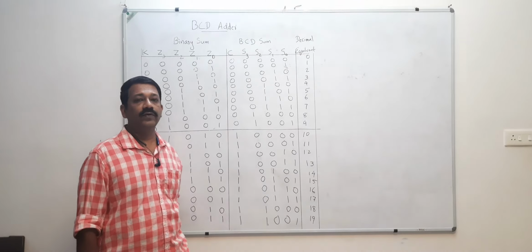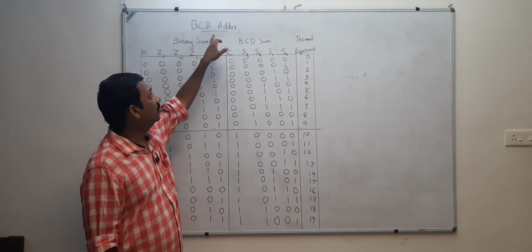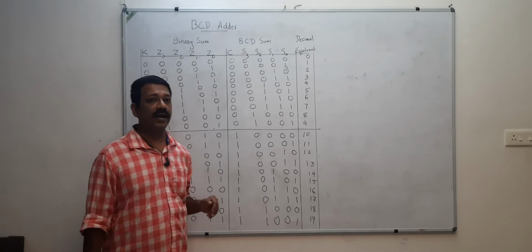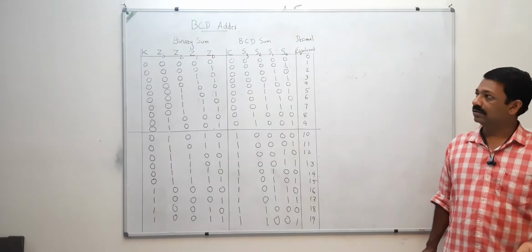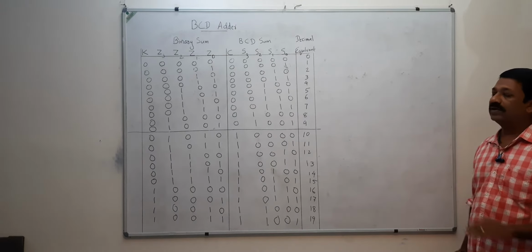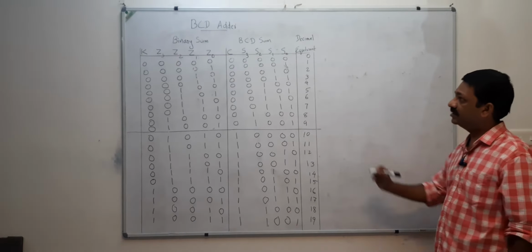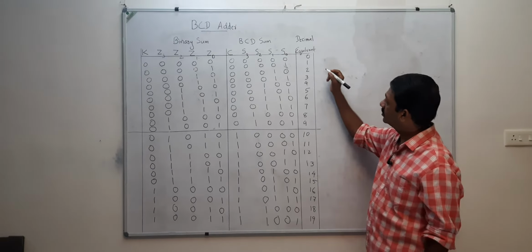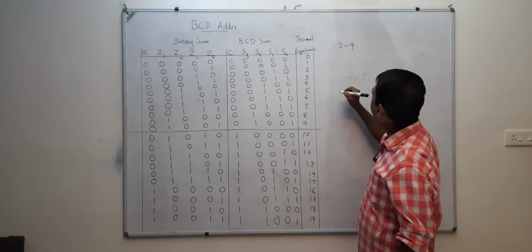Good morning, Honorable. Today we are going to discuss how BCD numbers are added and, after adding that, how the result can be converted to a valid BCD number. A valid BCD number means this binary coded decimal, that means the numbers are from 0 to 9.